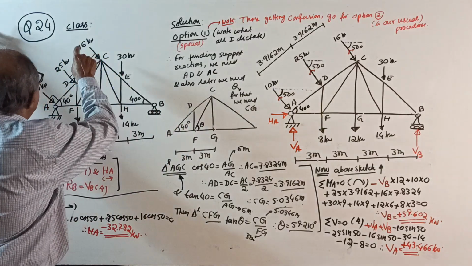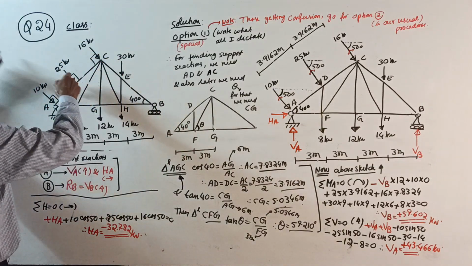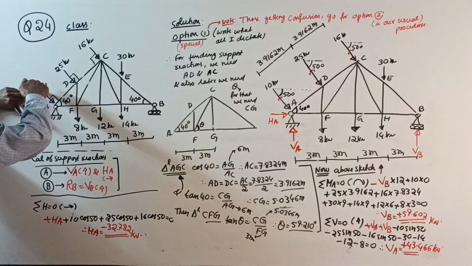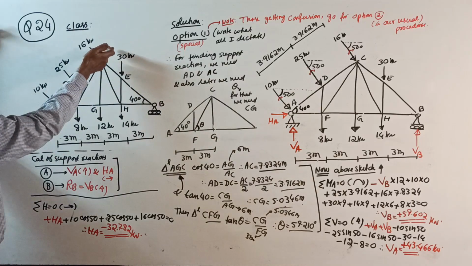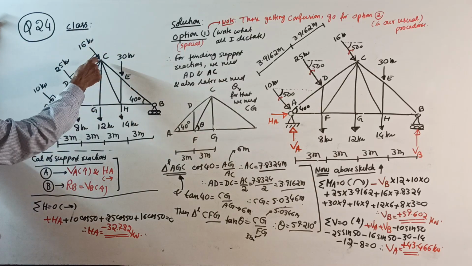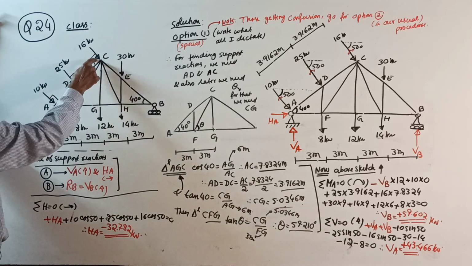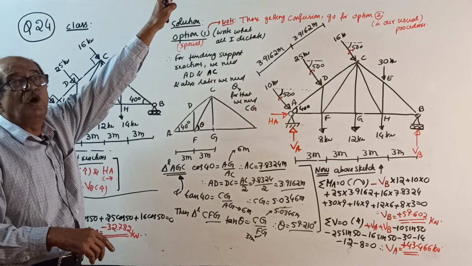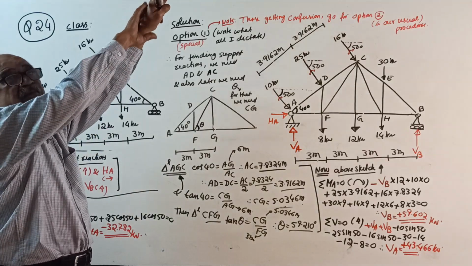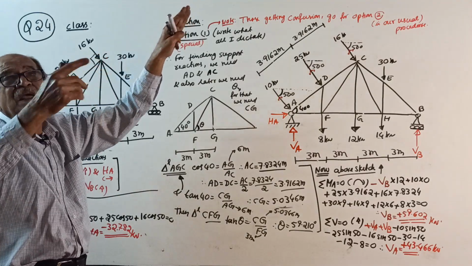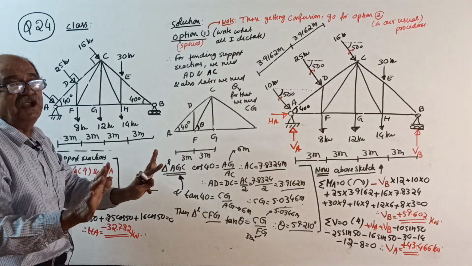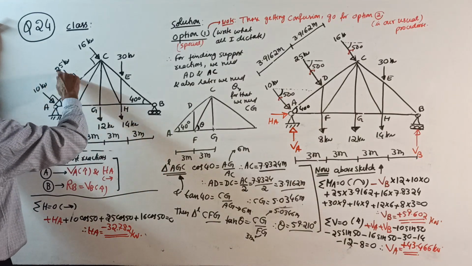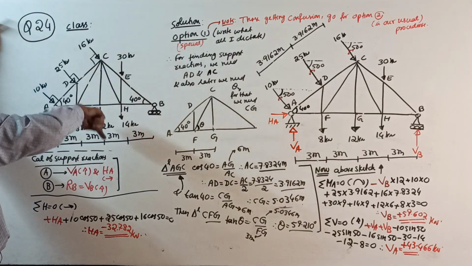But if you observe here, something special is there. See, these 10 kilonewton, 25 kilonewton and 16 kilonewton loads are inclined, no doubt, but they are perpendicular to the member. In a roof truss, this is called a principal rafter. Wind load sometimes will be taken perpendicular. Don't worry too much about steel structures now. These three loads are perpendicular to the member.